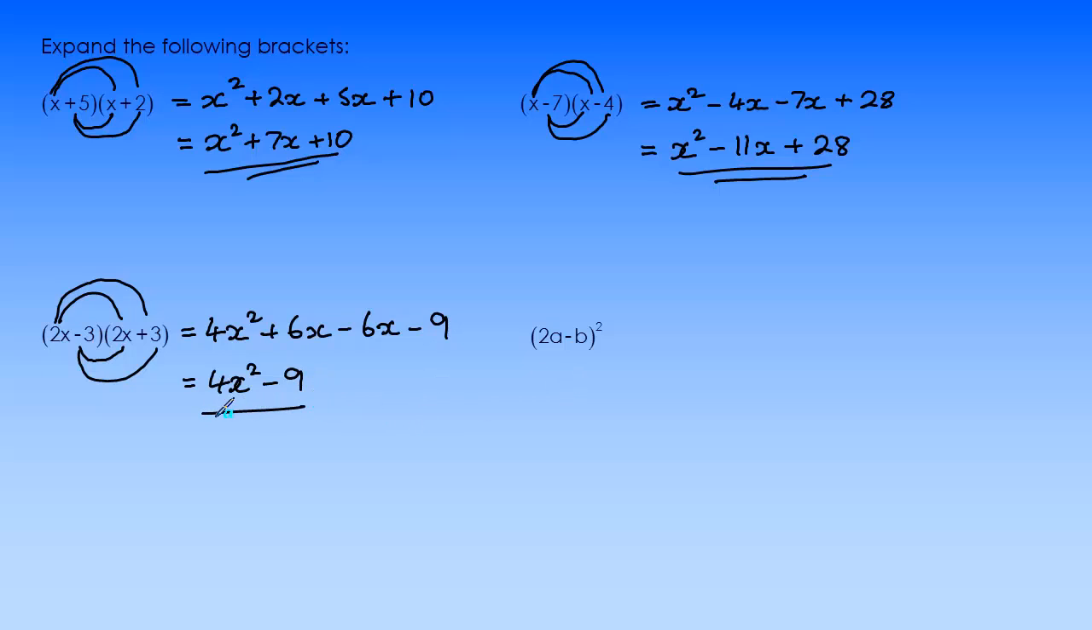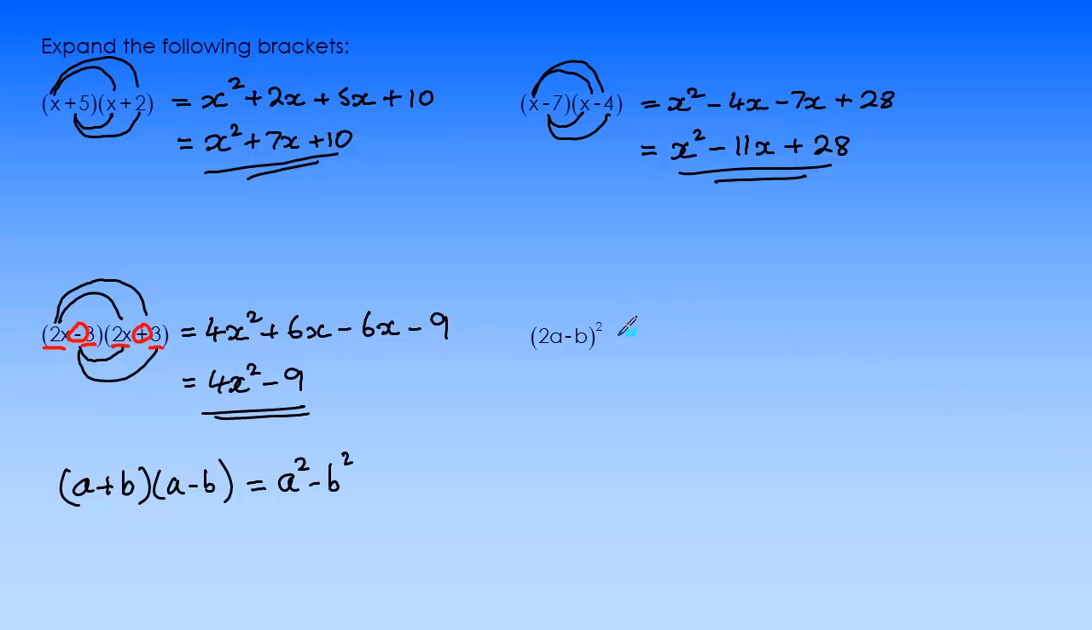This is an important expansion pattern. Notice that each bracket has 2x and each bracket has 3. So we have the same thing in each bracket, except for the sign in between. So it's of the form a plus b, a minus b, or it doesn't matter the other way around, a minus b, a plus b. And that will always give us a squared minus b squared. It's called the difference of two squares, and you'll come across it often.